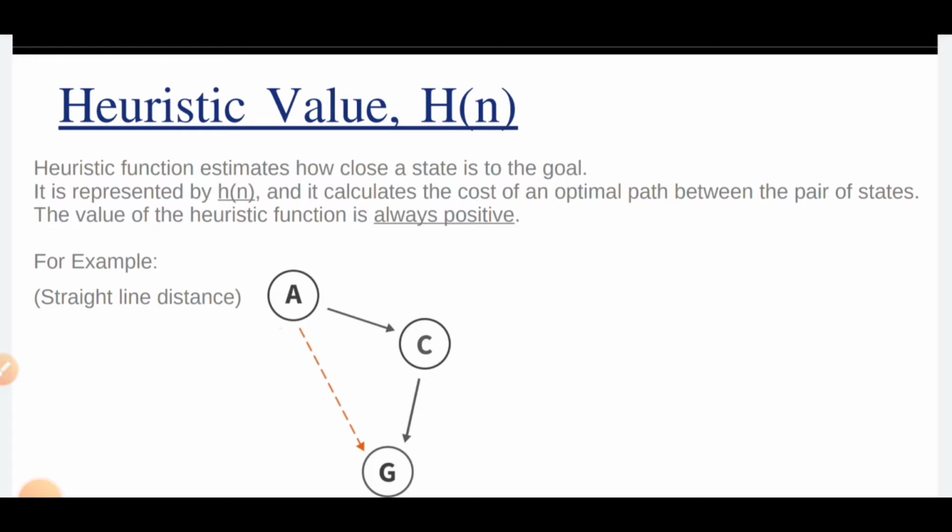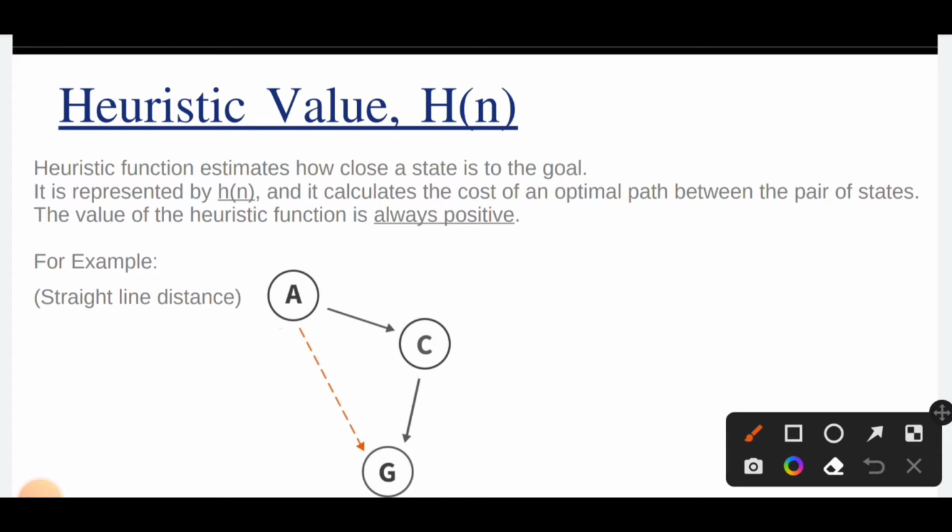What is the heuristic value? The heuristic function estimates how close a particular state is to the goal state. It is represented by Hn and it calculates the cost of an optimal path between a pair of states. For example, there is a method known as straight line distance through which you can find the Hn value of two nodes. Let's see how it works.